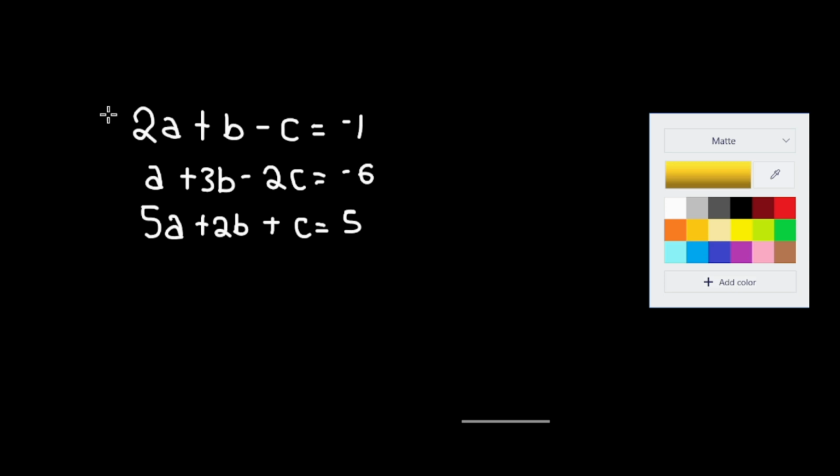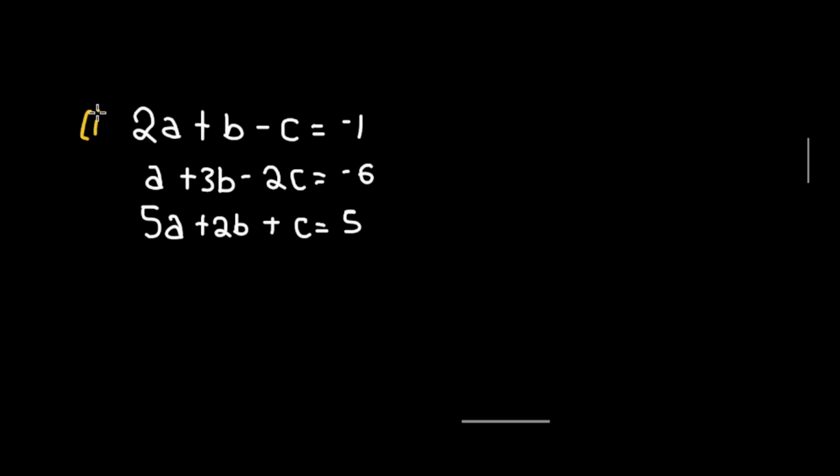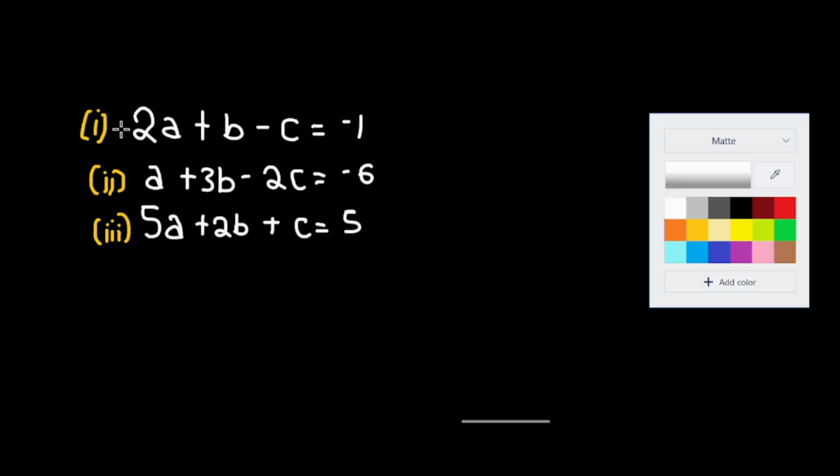So this here will be my equation 1, this will be my equation 2, and then this will be my equation 3. So notice that if I get equation 1 and equation 3, if I add them, the c's will subtract itself out. So what do I mean? Let me go ahead and put my equation 1 and 3 together.